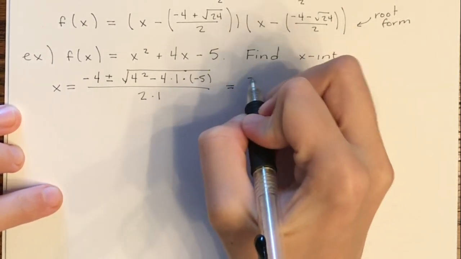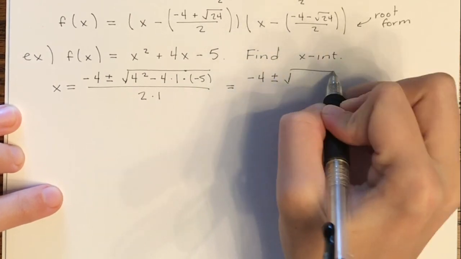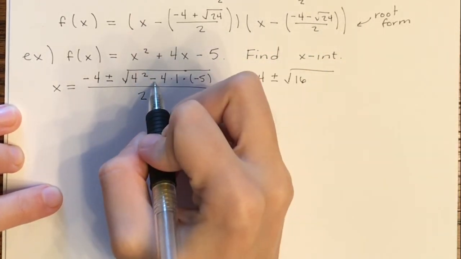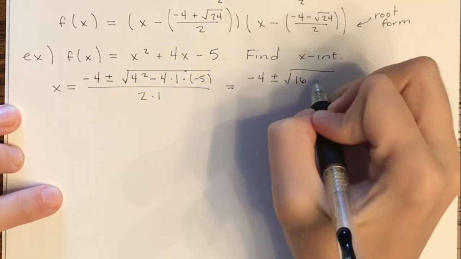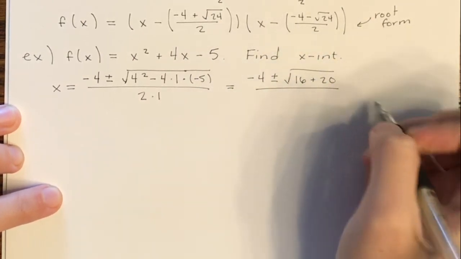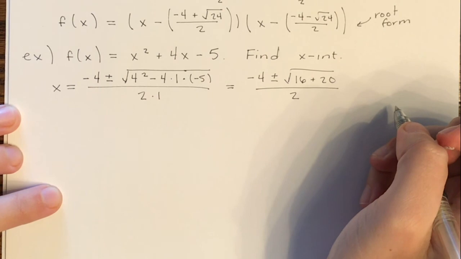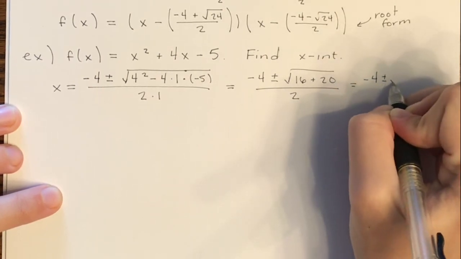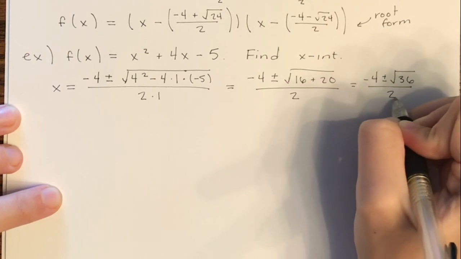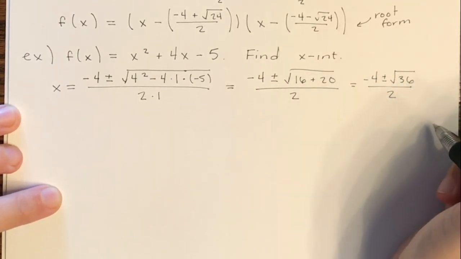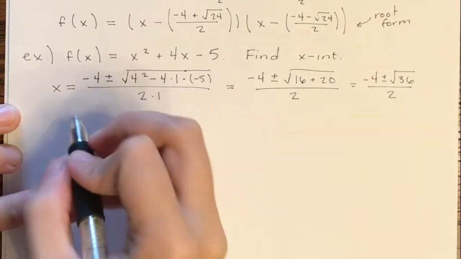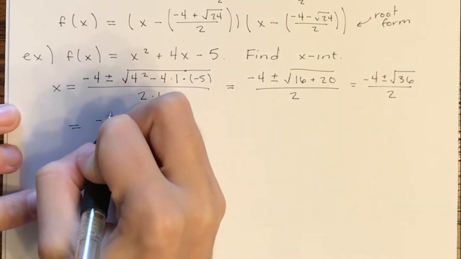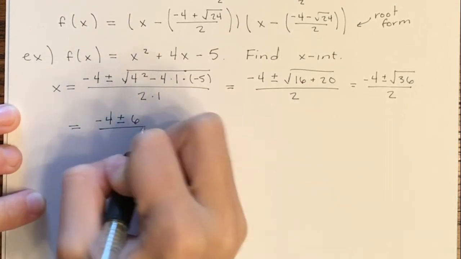I go ahead and simplify. I have negative 4 plus or minus the square root of 16 minus 4 times negative 5. Negative 4 times negative 5 is 20. All divided by 2. I end up with negative 4 plus or minus the square root of 36, divided by 2. What is the square root of 36? Well, it's positive and negative 6, right? We've got this plus or minus here already. So we have negative 4 plus or minus 6, divided by 2.